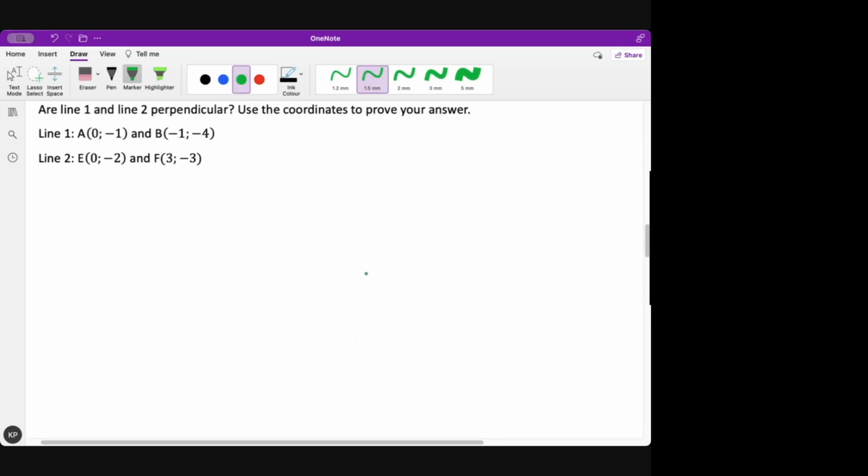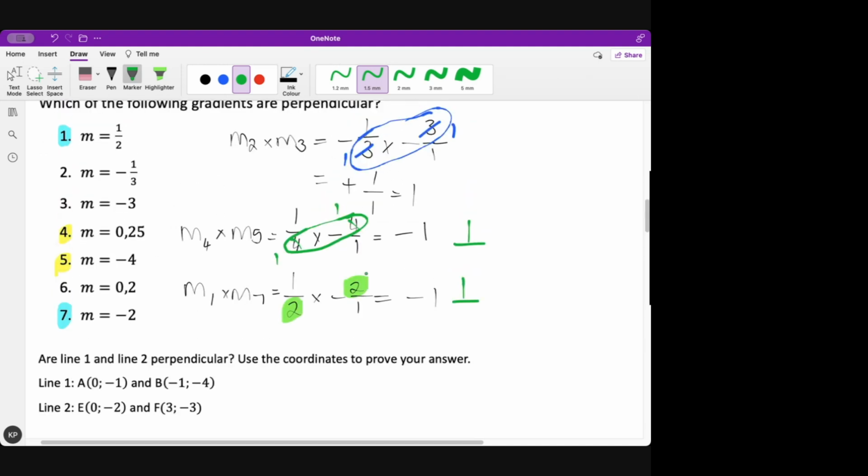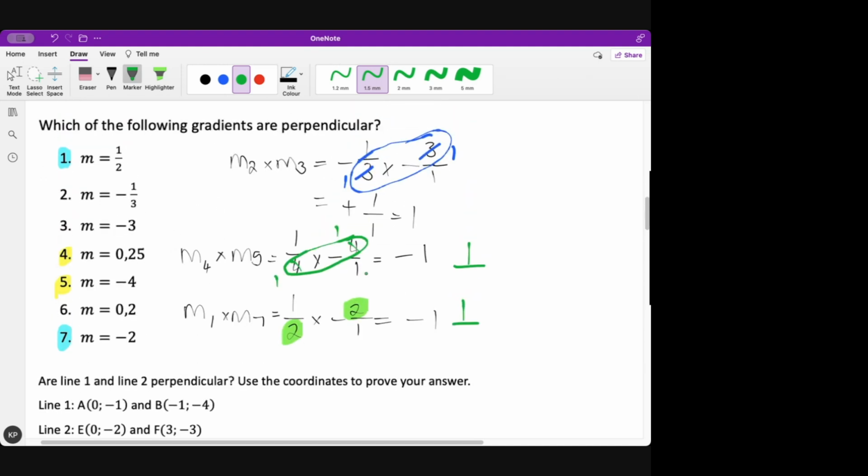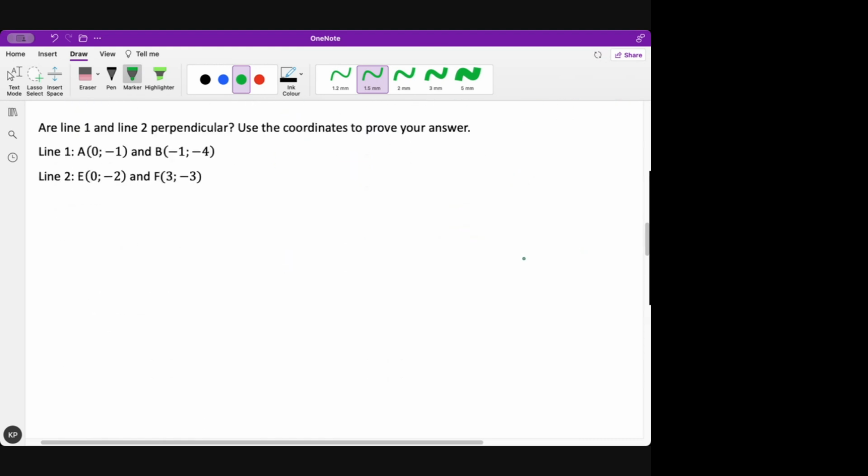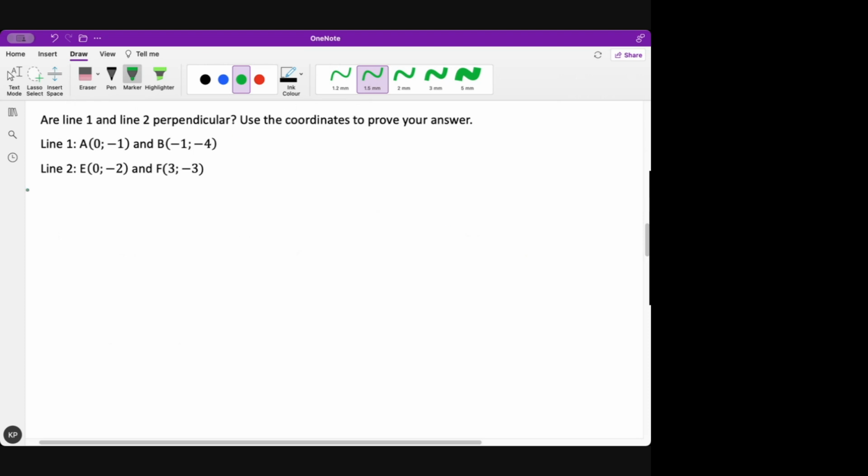Now, the second way that I spoke about is to find the gradients. But now, in the first one, we were given the gradients, okay? When would we be given the gradients? If we are given the equations of the graph. So if they say y is equal to negative 2x plus 1, you just look at the graph, okay? But the second option is we are given coordinates.